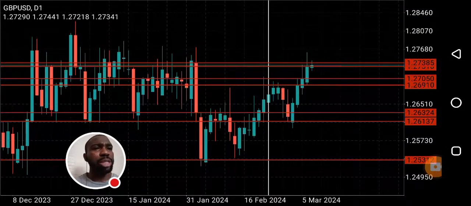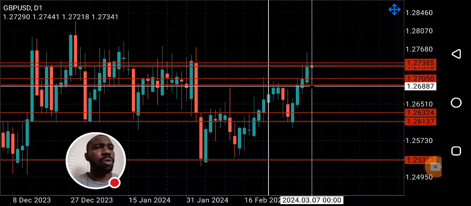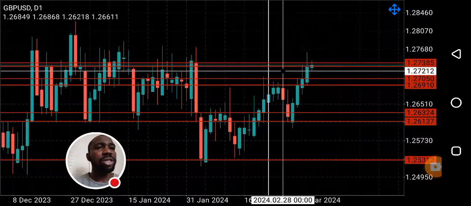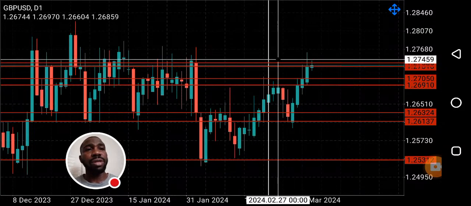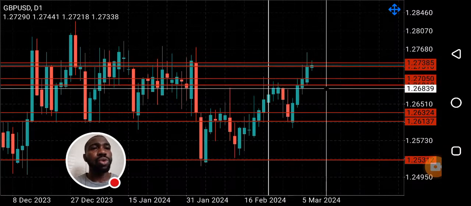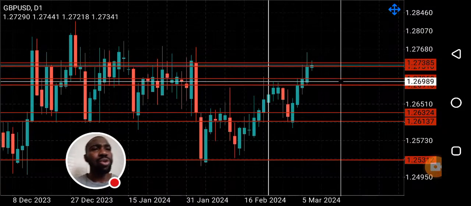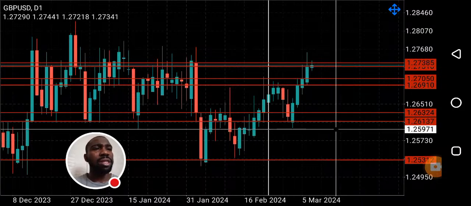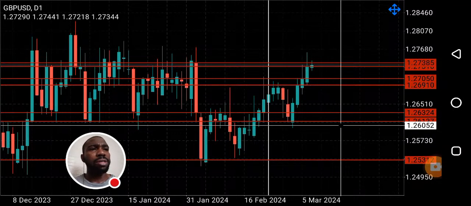So I want to see price pull back to this zone. This is where I will consider buying. As you can see, price just hit a previous resistance level, and that's the reason for this rejection. I want to see price pull back into this zone. If I'm buying at this zone, my stop loss will be around this level, which is about 40 pips.